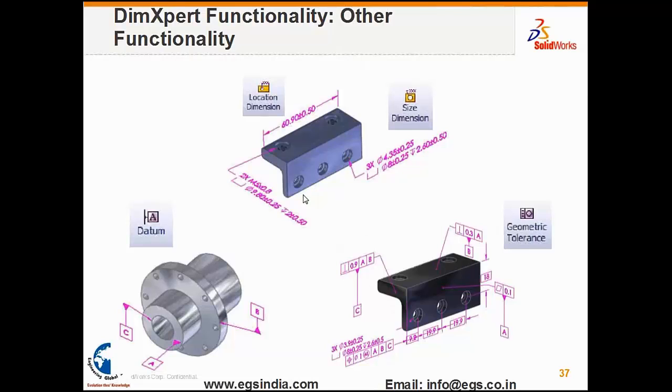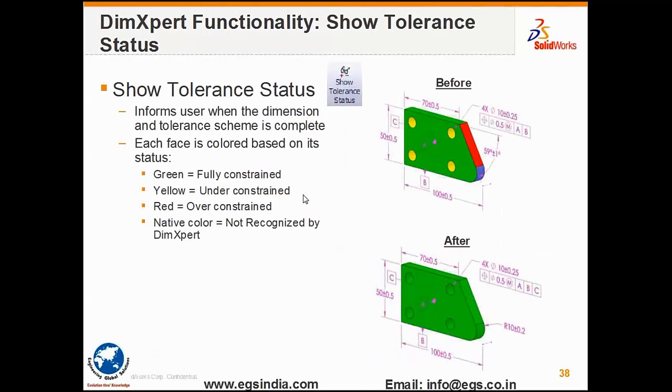So what you are seeing is the datums, the location dimensions, the size dimensions, the geometric tolerances given on the drawing with pattern recognition for multiple holes, whether it is imported bodies or for the SolidWorks created model itself. Then you can apply the composite feature control frame, your location tolerances, orientation, and so on and so forth.